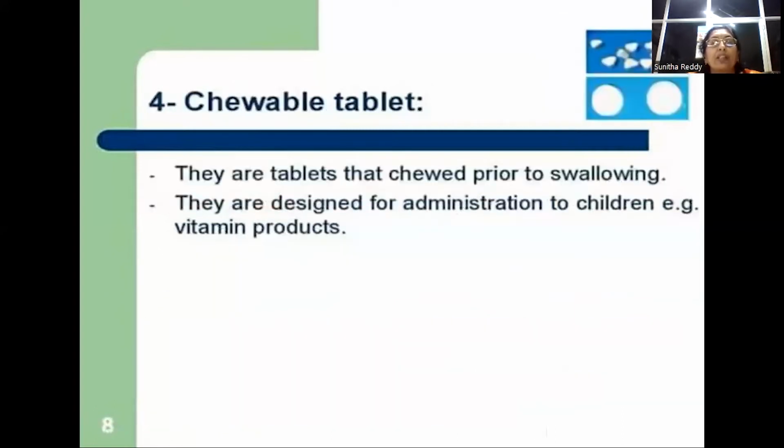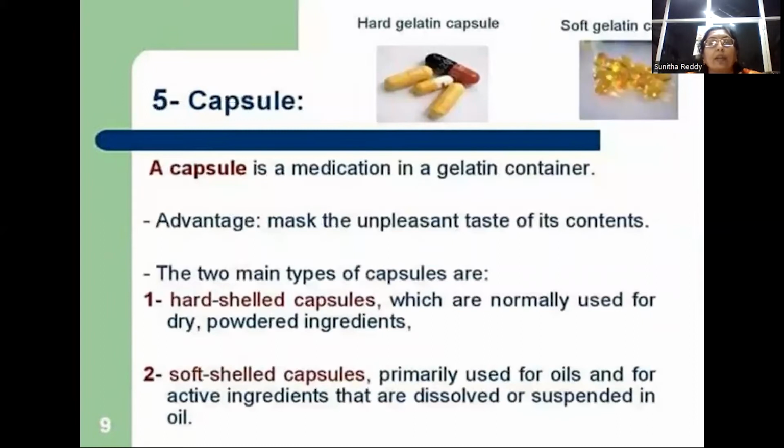So customers can take the medication very easily. And chewable tablets are mainly used for children, and they are chewed before swallowing. These are designed for children, like vitamin tablets, some painkillers, or some antibiotics. And capsules are another dosage form.